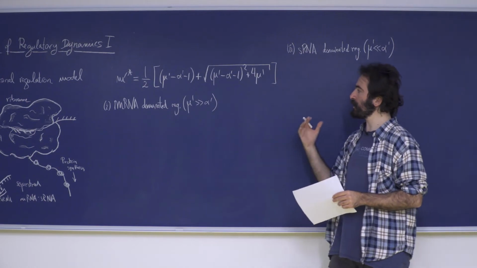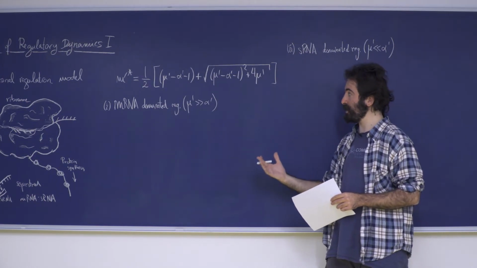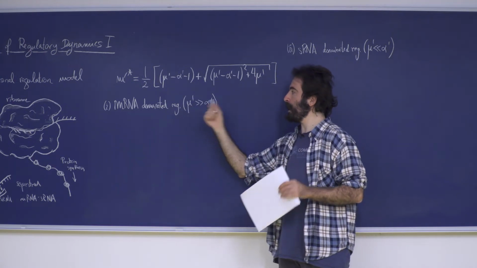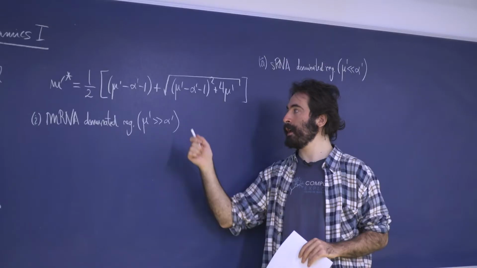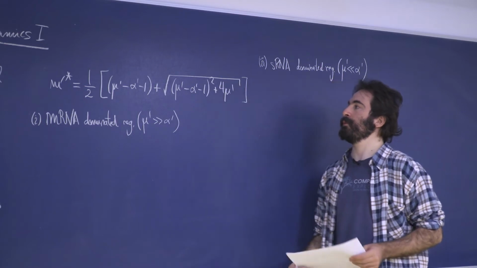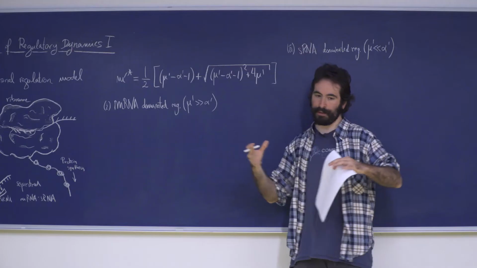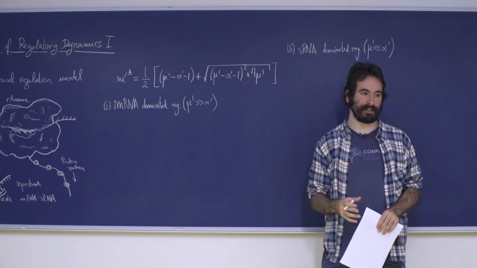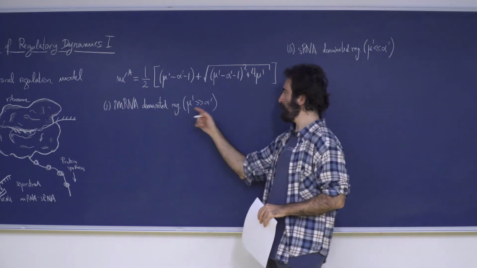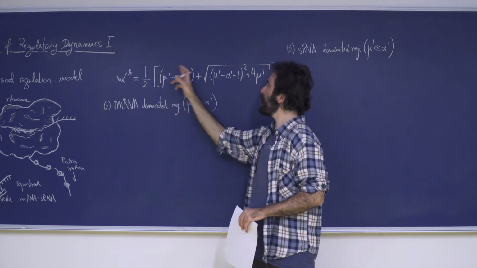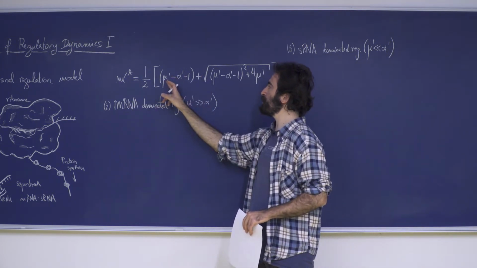Great, so now we're going to explore these two different regimes, and we're going to start with the mRNA-dominated regime. Remember, this means that there's a higher rate of production of mRNA, much higher than the rate of production of sRNA. These are reduced variables, but because both are reduced the same way, we are still exploring the same ratio. Okay, so in this case, we see here that this term is dominated by mu. So mu is much larger than alpha.